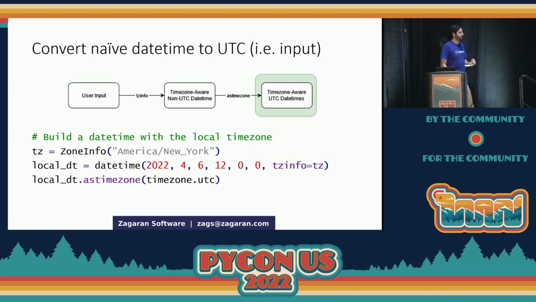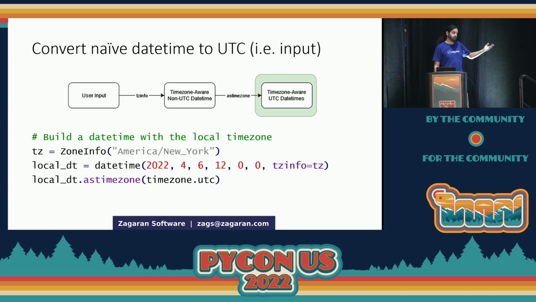Input, a little hairier, because with input, we might be ending up touching naive datetimes at some point, and we want to avoid that. So if we're handling input, the best way to do it is don't handle a naive datetime. Right? If you can build that datetime with the time zone in it right away, you're great. Well, you're half great. Then astimezone that into UTC, and you're great.